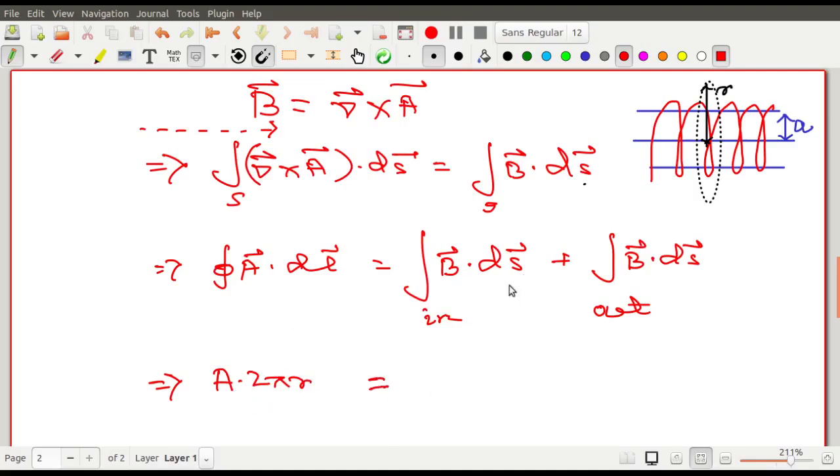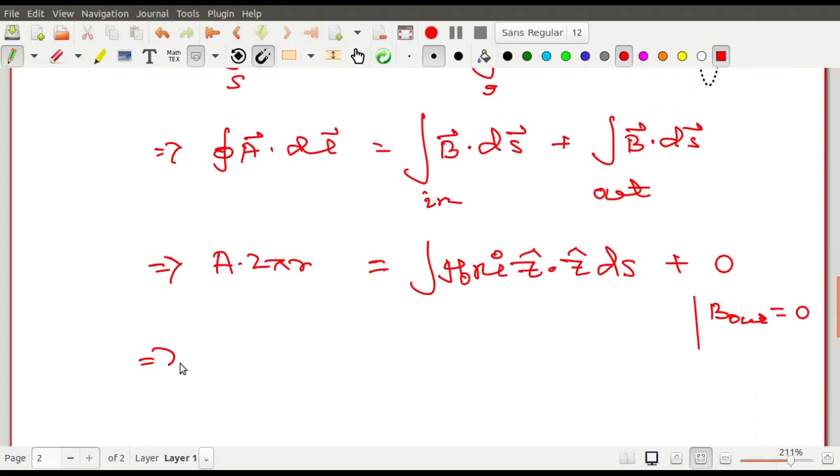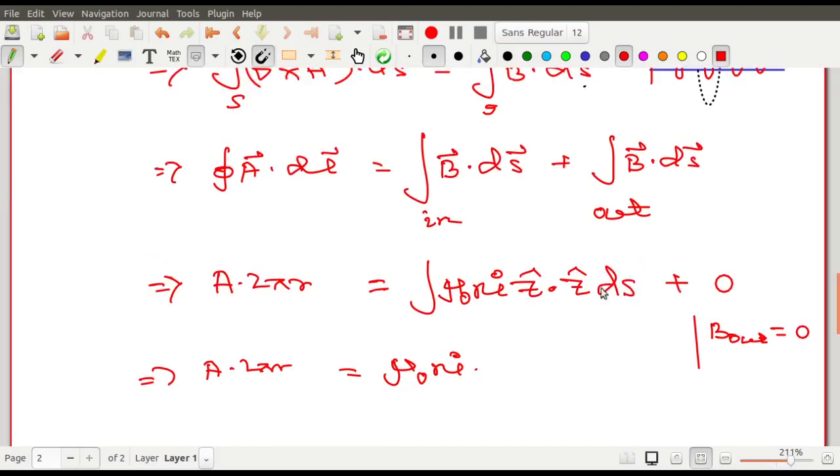Now here the inside integral becomes, you know the value of magnetic field inside the solenoid, mu 0 ni z cap dot z cap into ds. This is for inside. The outside part will be 0. Why? Because B outside is 0. You have proved in the last class that the magnetic field outside the solenoid is 0. Got it? Is the idea clear? Then from here you write a into 2 pi r, and this will give you mu 0 ni, z cap dot z cap is 1. And what is the value of this ds? This ds is which ds?